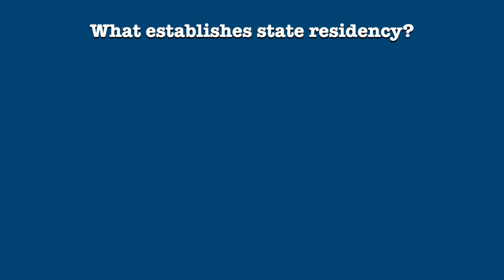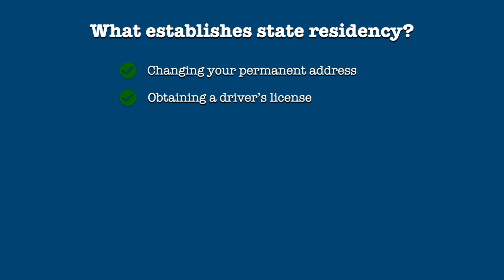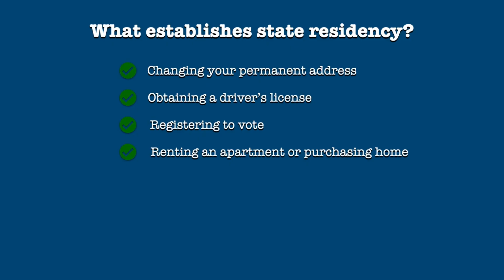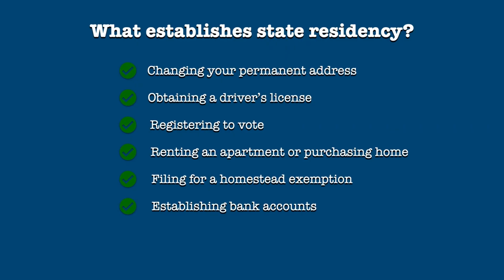First of all, what establishes residency in a particular state? It can be changing your permanent address to that state, obtaining a driver's license for that state, registering to vote in that state, renting an apartment or purchasing a home as a primary residence in the state, filing for a homestead exemption in that state, or establishing bank accounts in that state. Of course, this is not an exhaustive list. However, notice I didn't say having income reported to the state. That fact, in and of itself, usually does not establish residency.